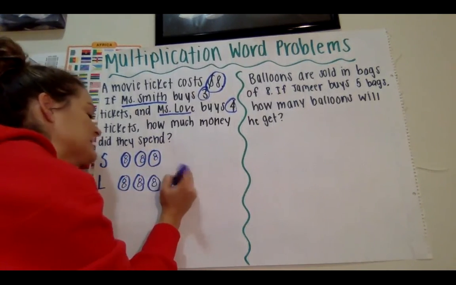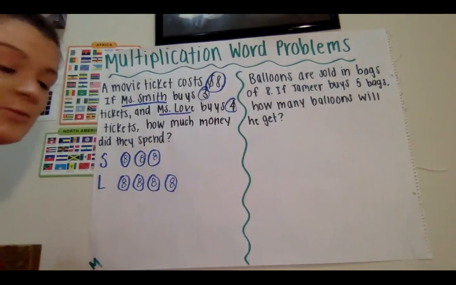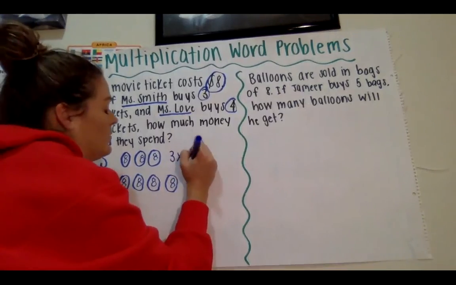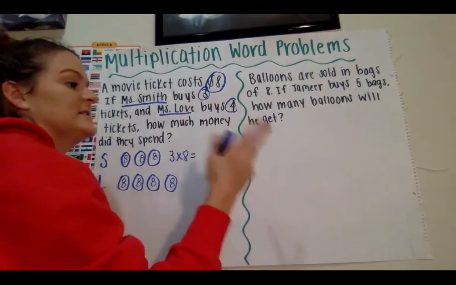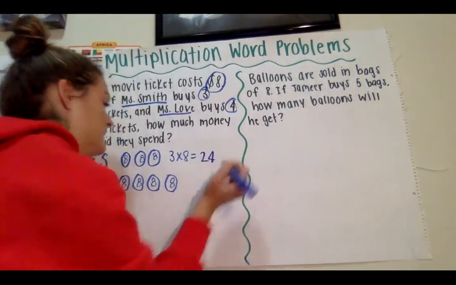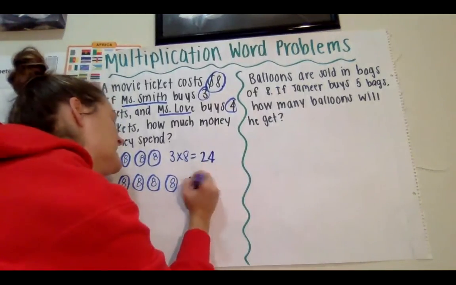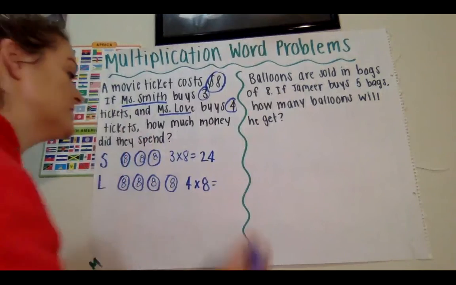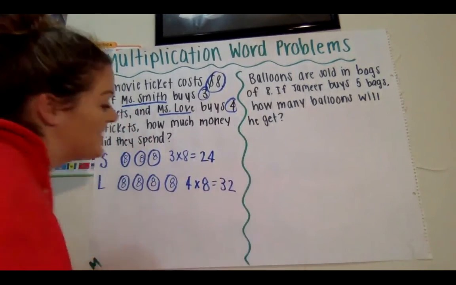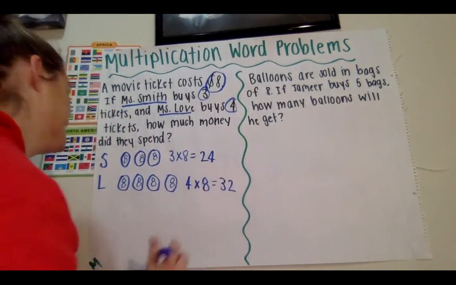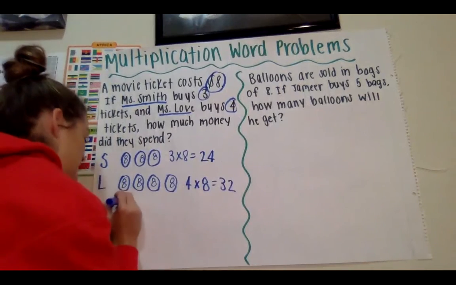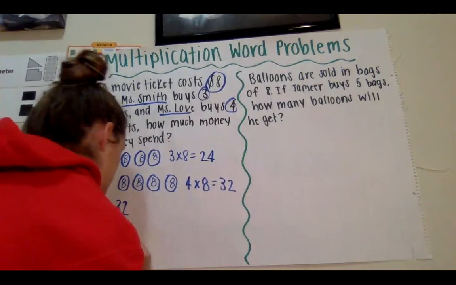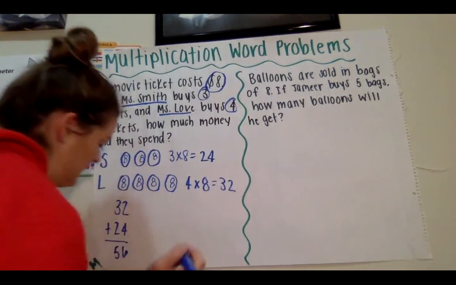Now there's a couple of different ways I could do this. I could keep it as a 2-step word problem and I could see that I have 3 groups of 8, which gives me 8, 16, 24. And Miss Love has 4 groups of 8, which gives me 8, 16, 24, 32. And then what would I do with these 2 parts? Hopefully you're thinking add them together. 32 plus 24, that's 56.